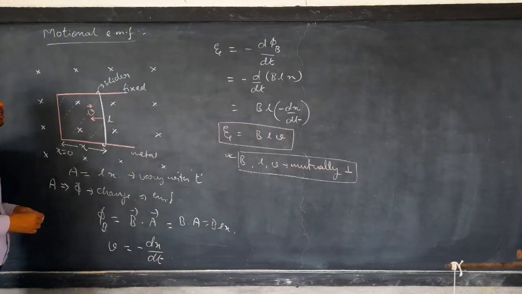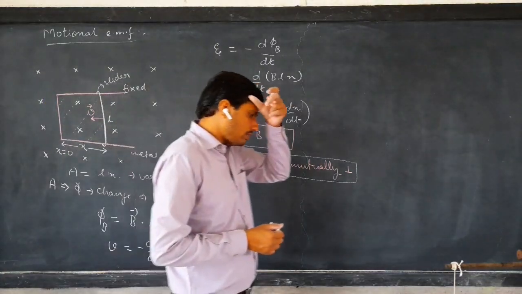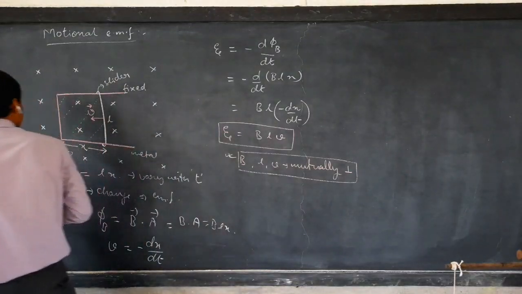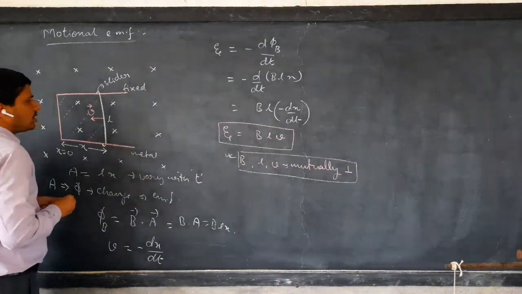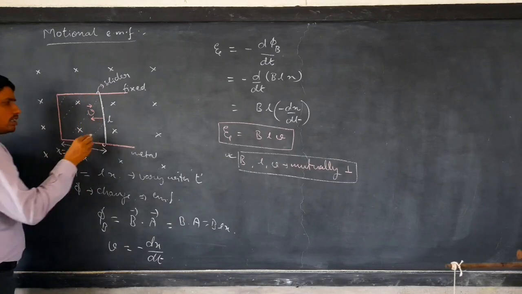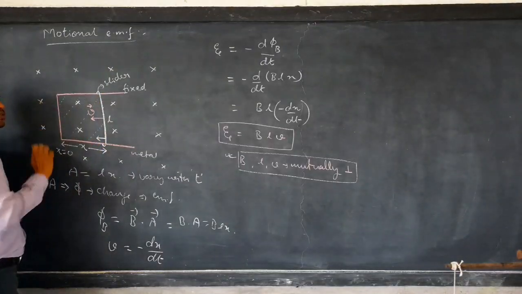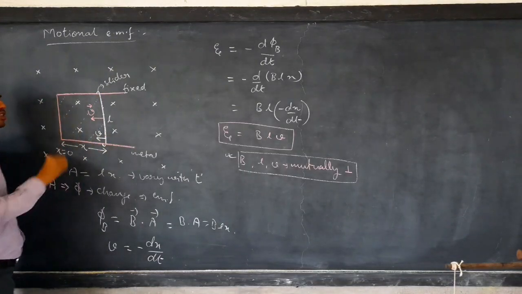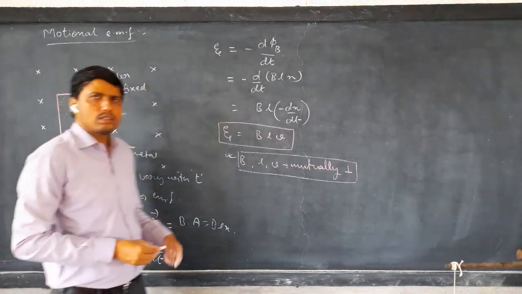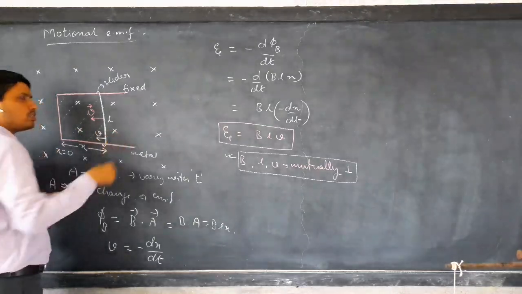Now this derivation can also be arrived at using another analogy, which I'll expect you to do yourself, but I'll just discuss the qualitative part, not the quantitative part. Imagine these free electrons. Because this slider is moving towards left, all those free electrons have velocity v in this direction. The magnetic field is into the board.